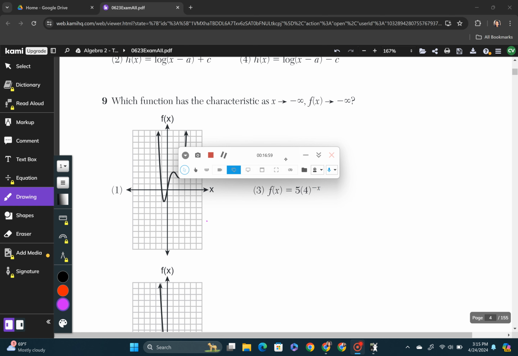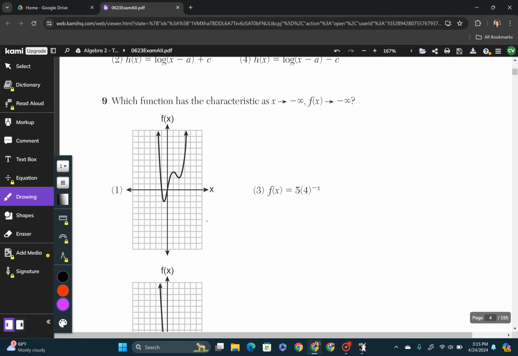All right, so the first thing we want to do is see what this says, because this is what we're looking for. So it says as x, so x is our left and right, goes to -infinity, which means as we go to the left, then f of x, which is our y, goes to -infinity. So here's our y, -infinity is going down. So it's saying as we go left, which graph has y going down?